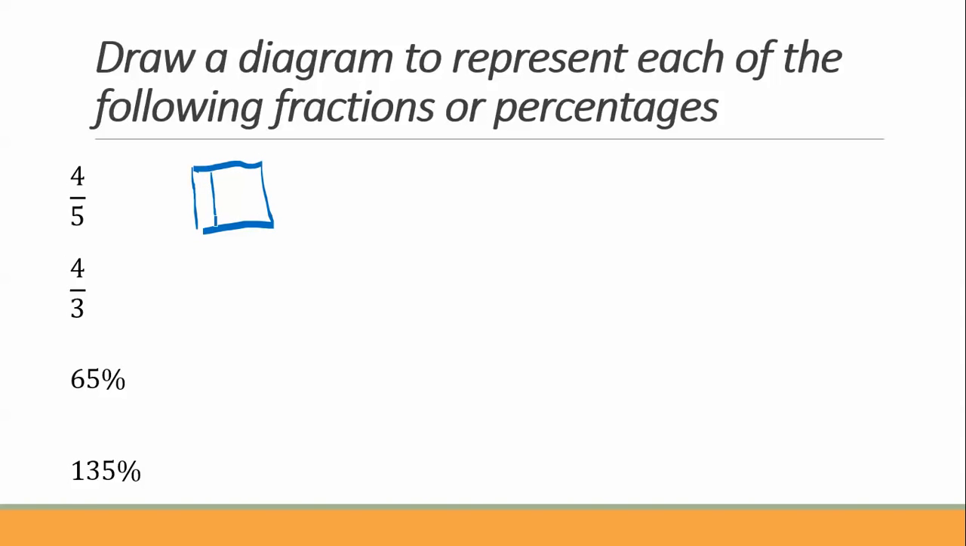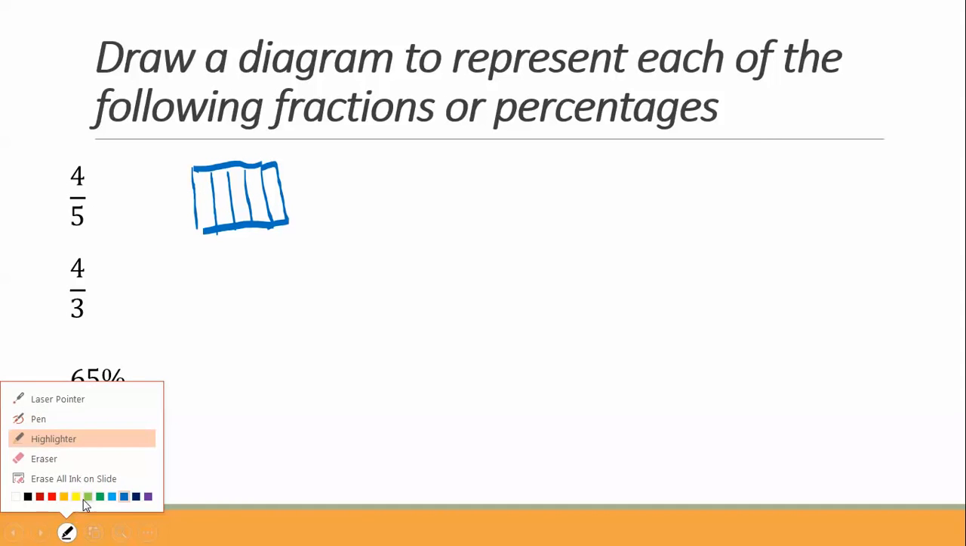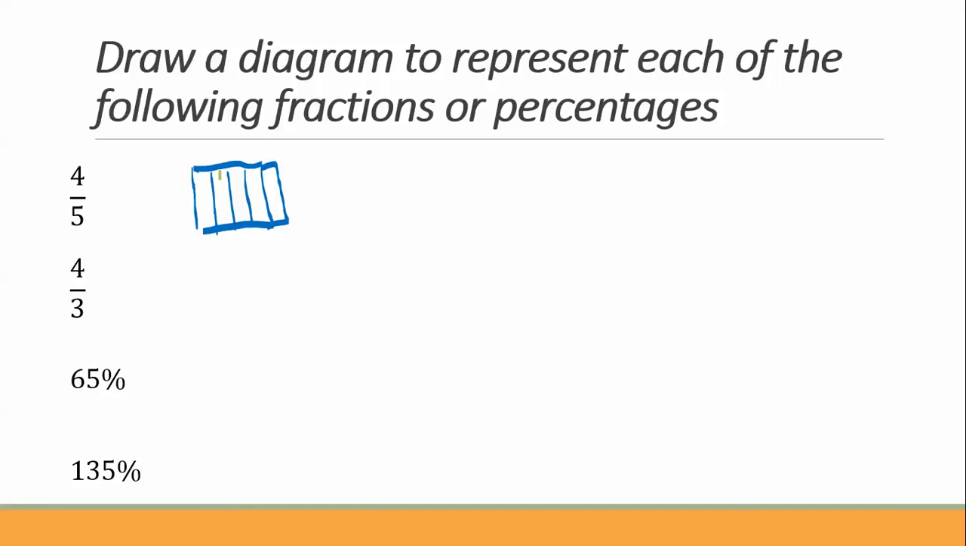closest to even amounts. So 1, 2, 3, 4, we need to add one more, 5. All of your boxes should be about the same size, and then you want to color it in. So then we'll color it in. 1, 2, 3, 4. So that's 4/5.